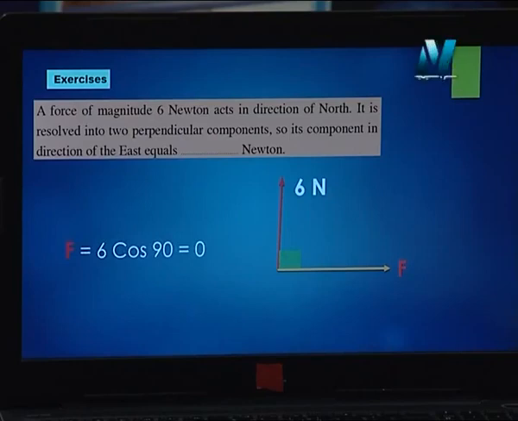This is the right angle between them because they are perpendicular. And F here equals 6 cosine 90, because the angle 90 is between 6, which is the original force, and the first component we would like to resolve it to, which is F. The angle between them equals 90, so we apply the rule. 6 cosine 90 equals what? Equals 0, because cosine 90 equals 0. 0 multiplied by 6 equals 0.